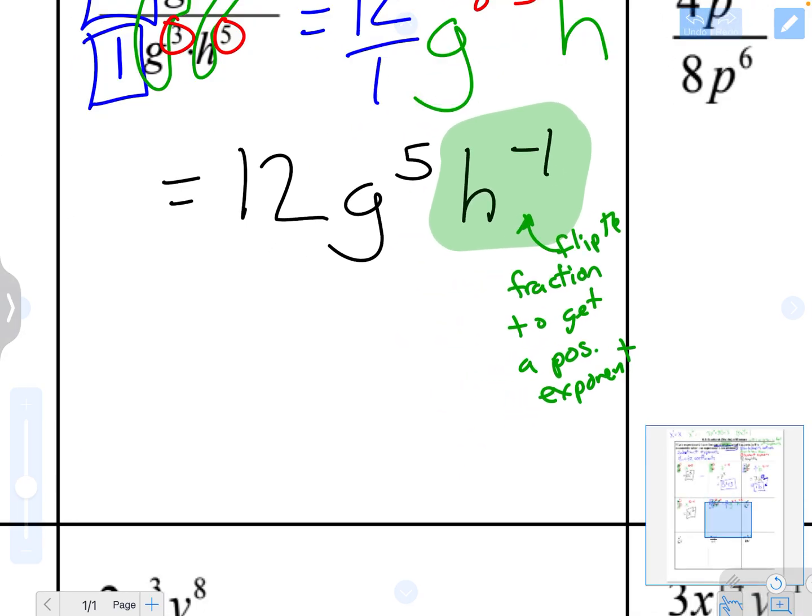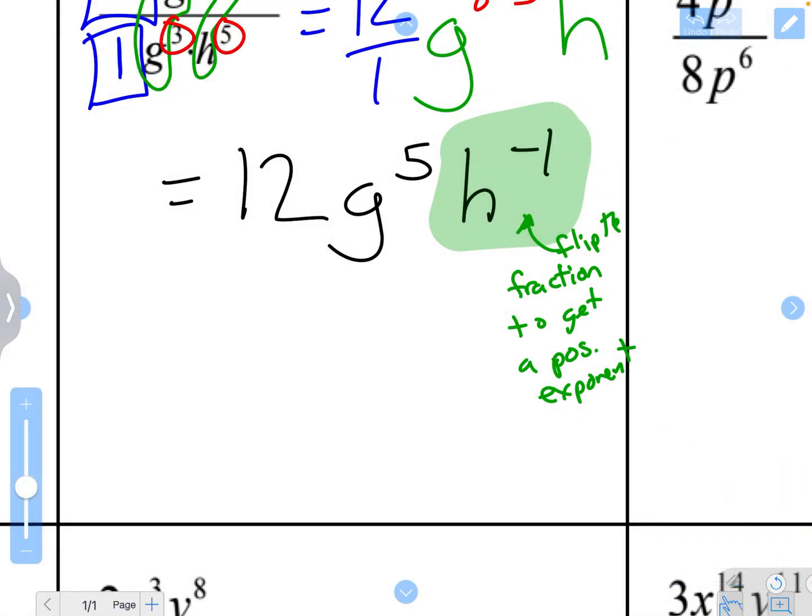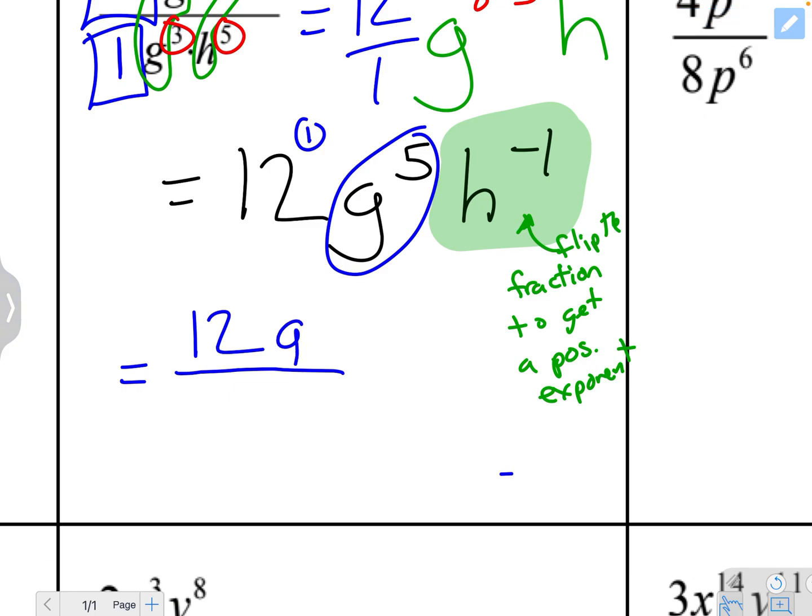So we've got to flip the fraction. Let me show you what I mean by that. I'm going to write this answer as a fraction. Anything that has a positive exponent goes on top. I technically have 12 to the 1, so it's positive. I have g to the 5th, which is a positive 5. It's going to go on top.